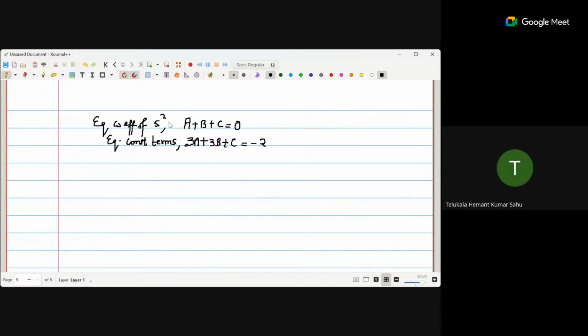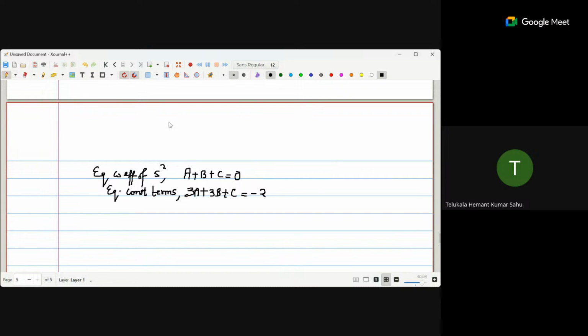The answer found out, ma'am. I have found out the answer, ma'am. Yeah, tell me. A equal to minus half, B equal to 3 by 2, and C equal to minus 5 by 6. A equal to minus 2 by 3, B equal to 3 by 2, and C equal to minus 5 by 6. No, I have got different answers. Just check it. Yeah, just recheck that. Okay, ma'am.